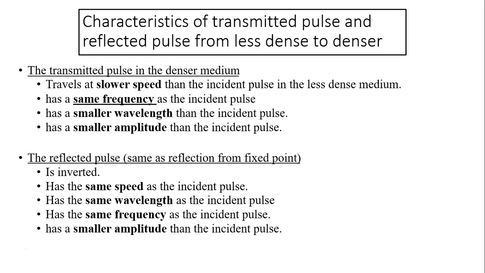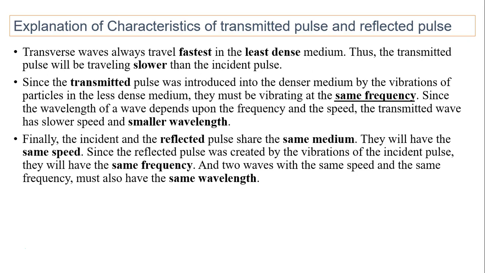The reflected pulse is inverted, right? The speed has to be the same because it is in the same medium as the incident pulse. The wavelength has to be the same. The frequency has to be the same. We know the amplitude is smaller because amplitude represents energy. Part of the energy is transmitted, so the reflected pulse has to be smaller. We can explain why this happens.